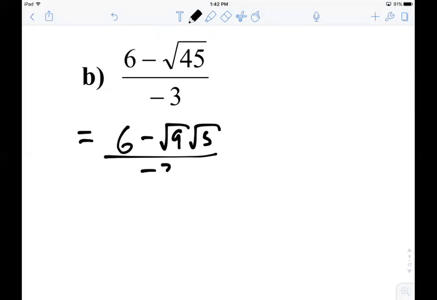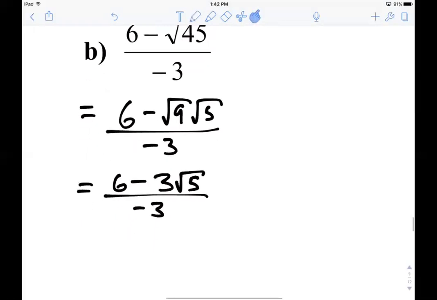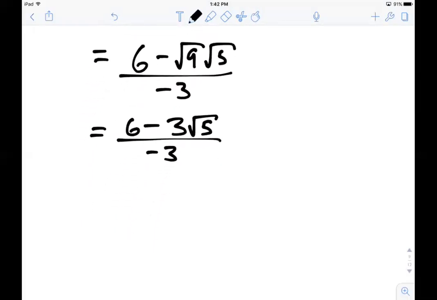And the whole thing's over negative 3. Or in other words, it's like 6 minus 3 root 5. And again, the whole thing is over negative 3. As soon as I get to that stage, now let's think about what we just did in our last example and realize that we can try and common factor on top once again. So both pieces on top can be divided by 3, or common factored with 3, to leave 2 minus root 5.